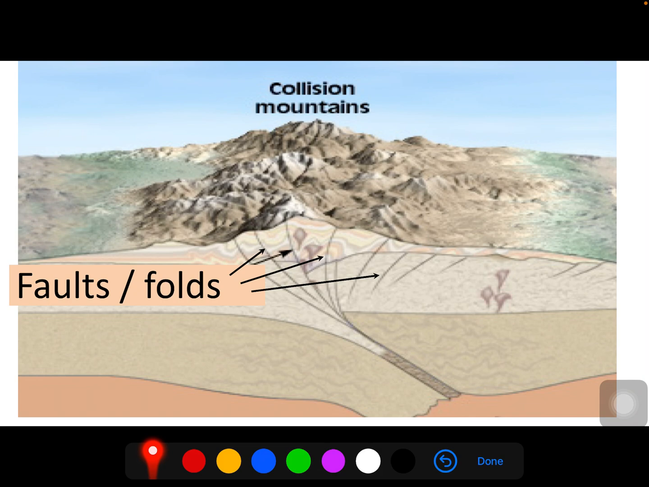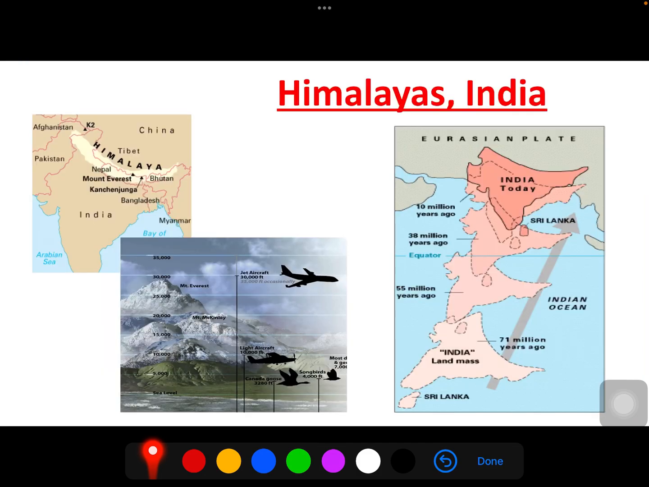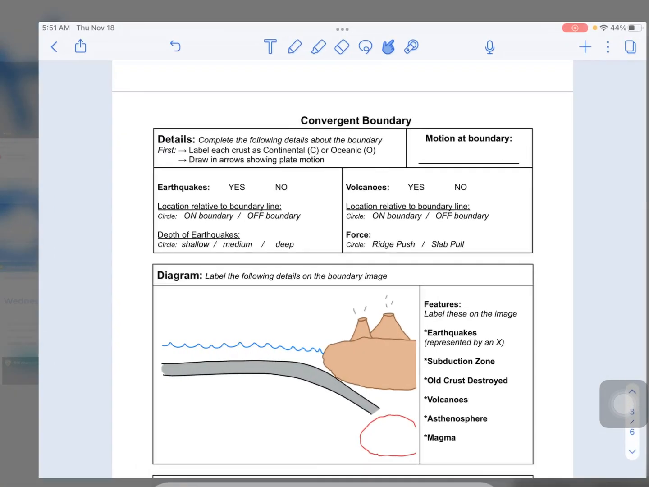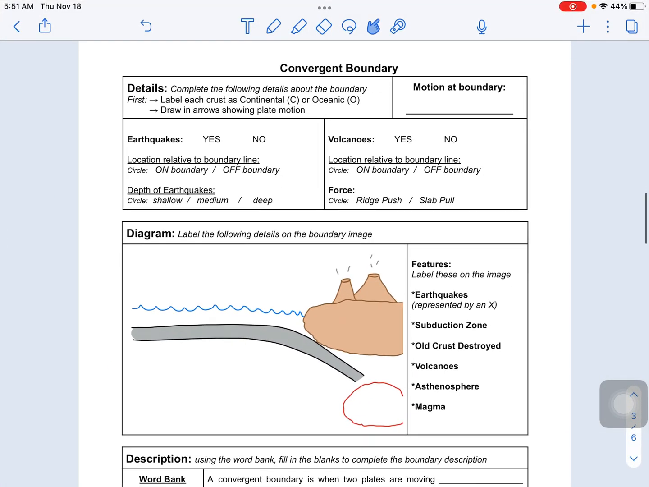Okay, so this doesn't create any volcanoes, it just creates earthquakes and mountains. And these earthquakes are going to be fairly shallow and medium. Good example is the Himalayas. India is colliding with Asia. Creates this mountain range. They are not volcanic. Okay, so let's take a peek at our diagram.